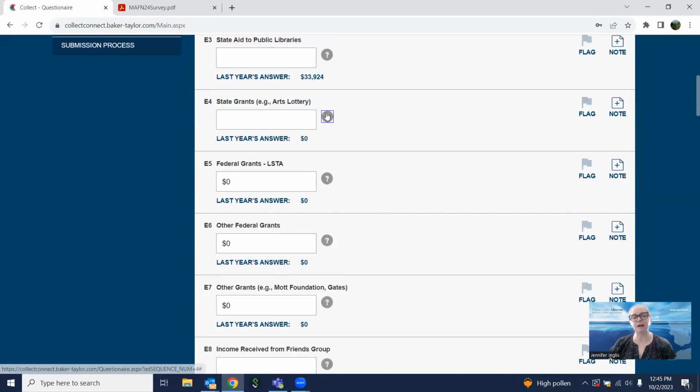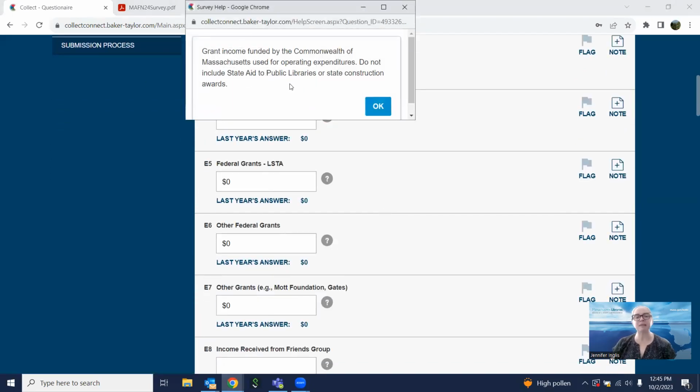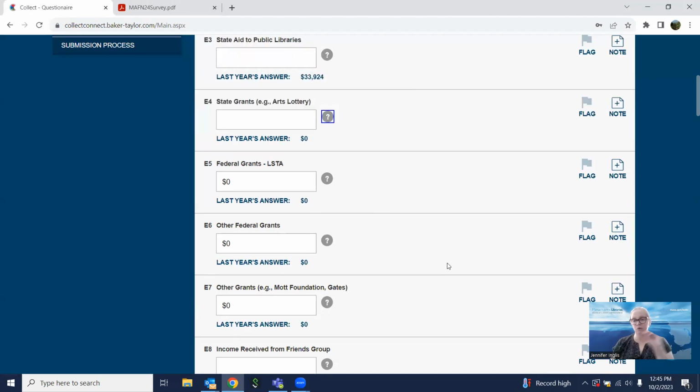State grants. It says arts lottery, but we need to change that to say cultural council grant. If there are state-specific grants that are not coming from the MBLC, you could put them here. So it's grant income funded by the Commonwealth of Massachusetts used for operating expenses. Do not include state aid to public libraries or state construction awards. Those categories are elsewhere. And it's possible you don't have anything, and that's fine.